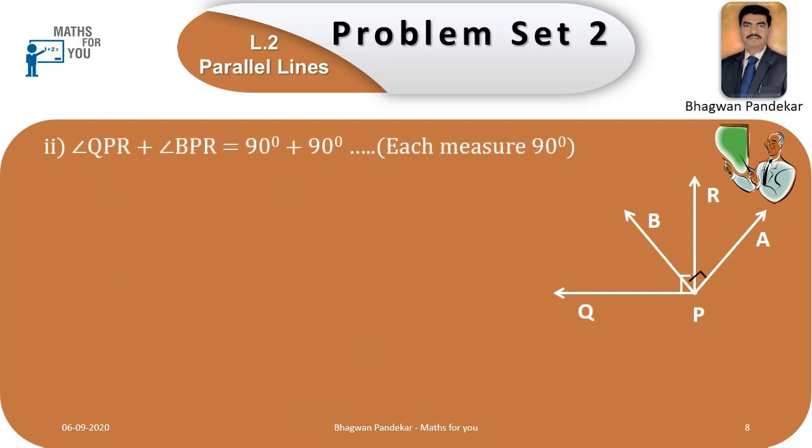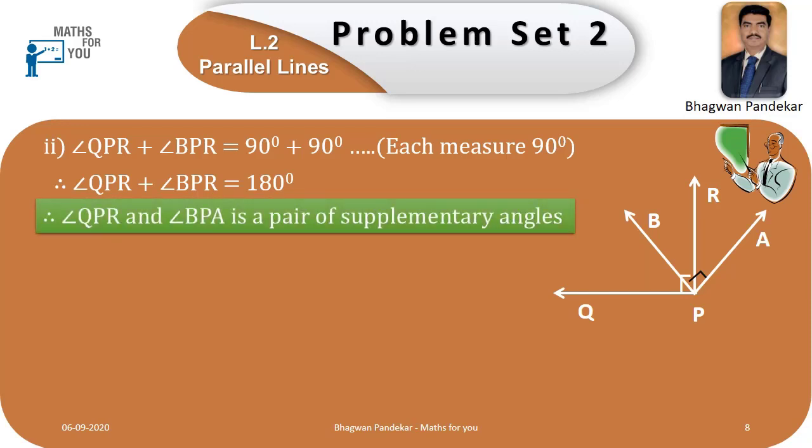Angle QPR plus angle BPA is equal to 90 degree plus 90 degree. Reason is each measures 90 degree. Therefore, angle QPR plus angle BPA is equal to 180 degree. Therefore, angle QPR and angle BPA is a pair of supplementary angles.